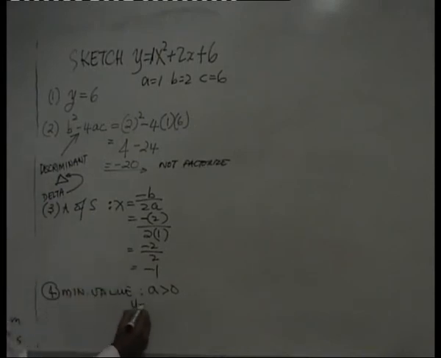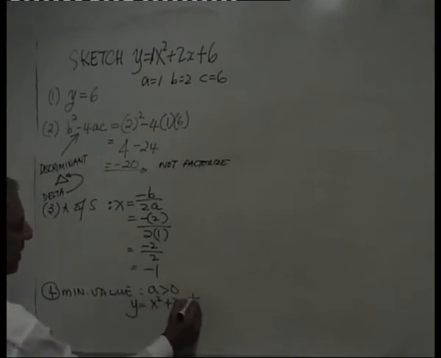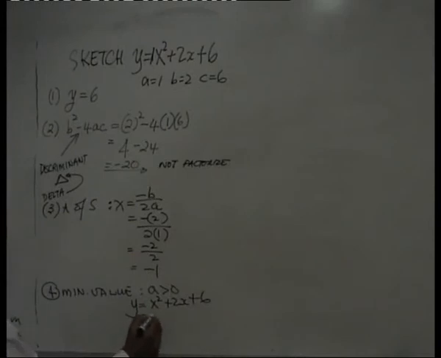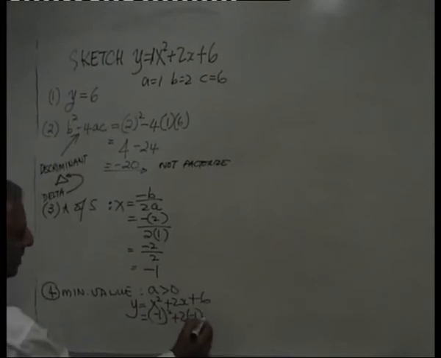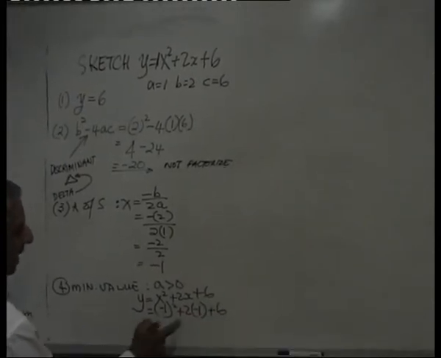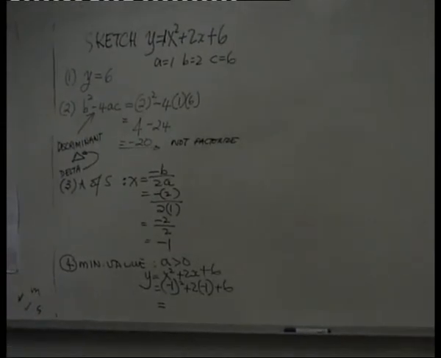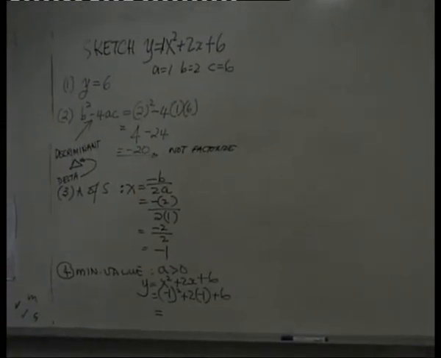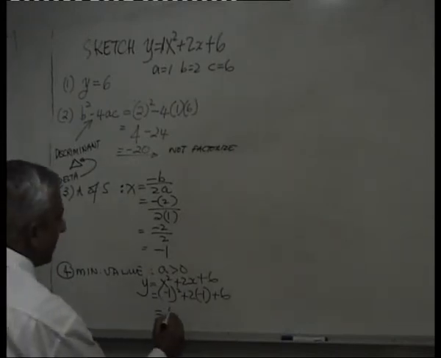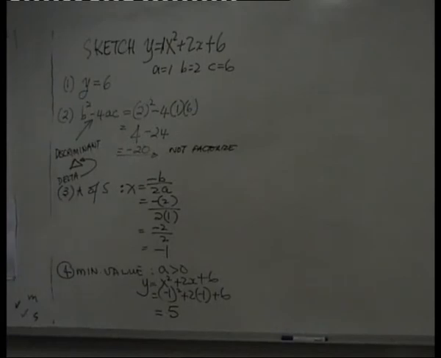Now, substitute into y is equal to x squared plus 2x plus 6. You will substitute minus 1 squared plus 2 into minus 1 plus 6, and put that into your calculator. When you put this in a calculator, you will get the answer 5.